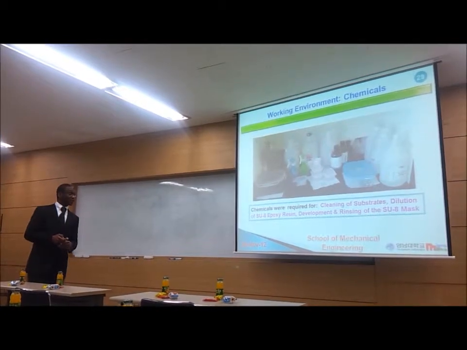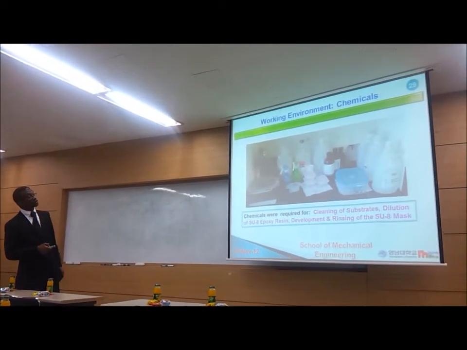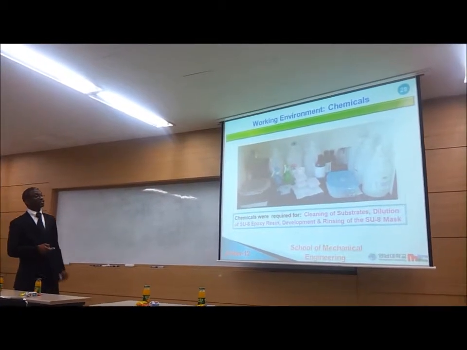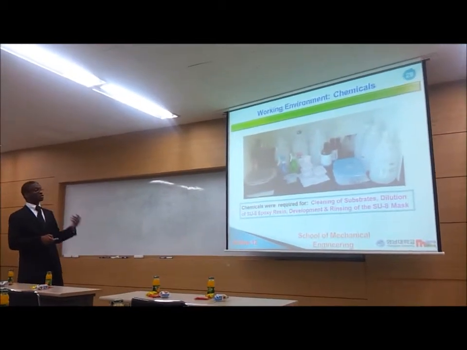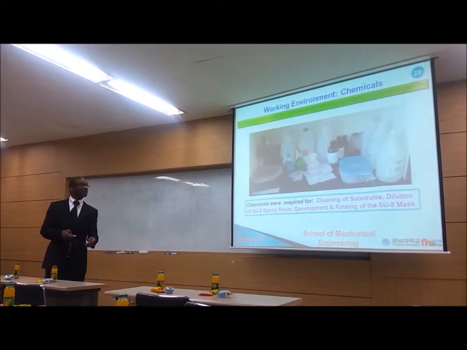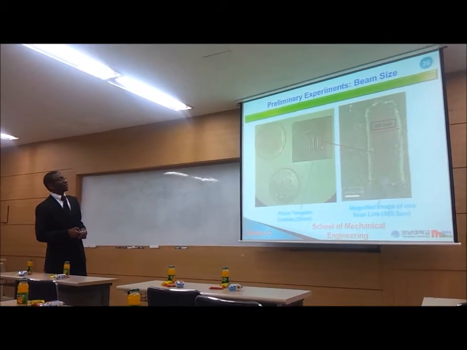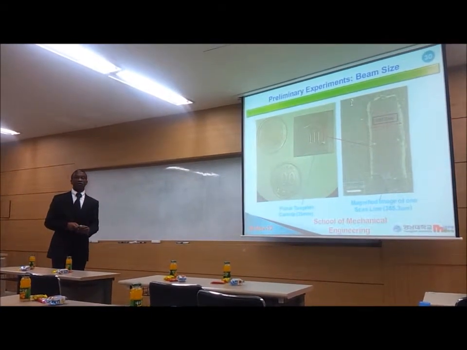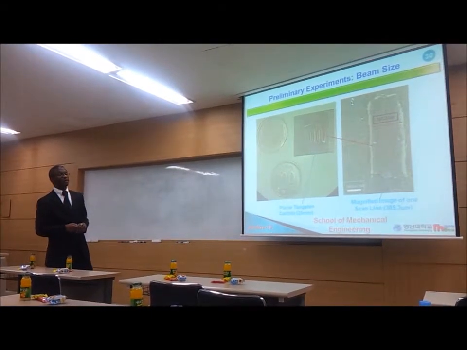Then in the chemical, in our environment also we had to use chemicals. The chemicals here had a purpose. We had to clean the substrate, we had to use the chemicals for dilution, we had to use chemicals also for developing and rinsing. Here something we had to do, we had to measure the beam exactly.